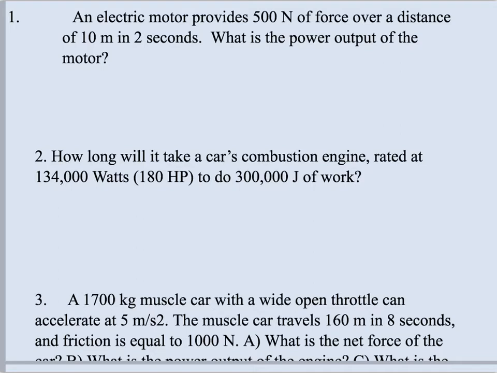All right, so we have an electric motor providing 500 newtons of force. So our force is 500 newtons over a distance of 10 meters. Our distance is 10 meters. And this happens for 2 seconds. Our time is 2 seconds. And the question says, what is the power output of the engine? So we want to find the power output of the engine, and that's going to be in watts.